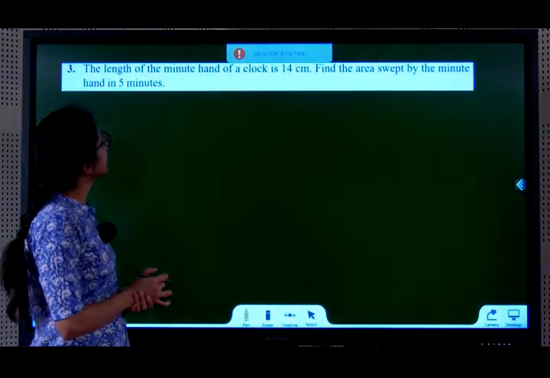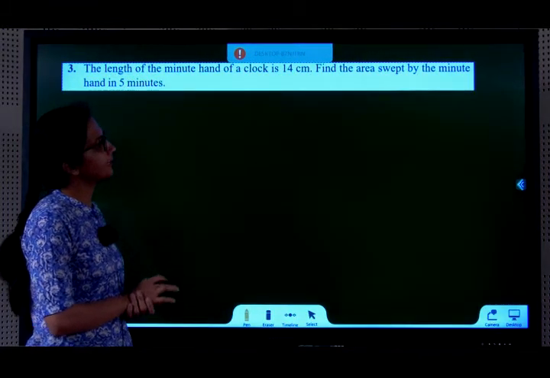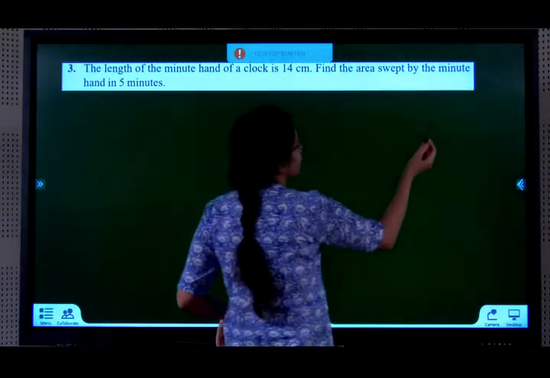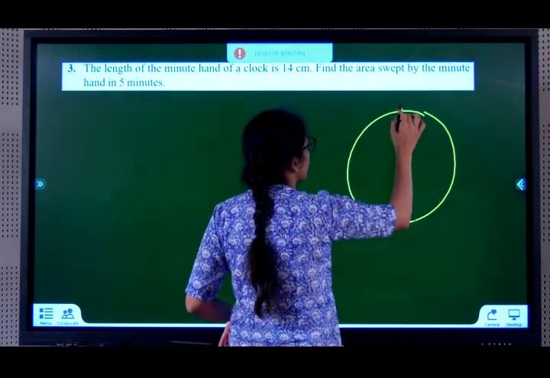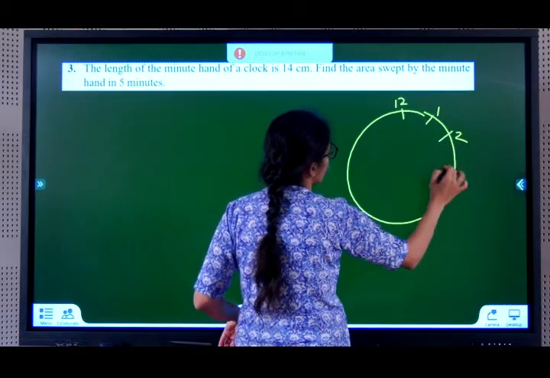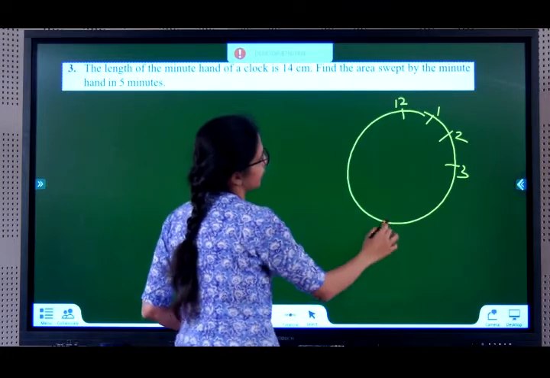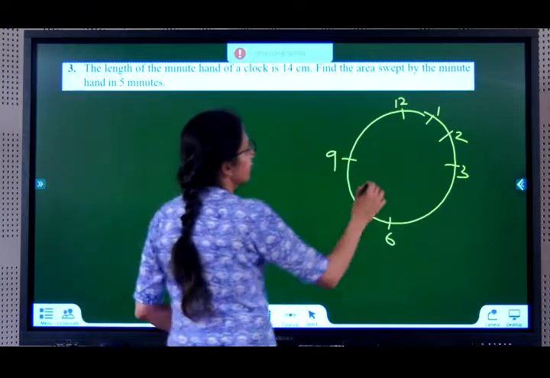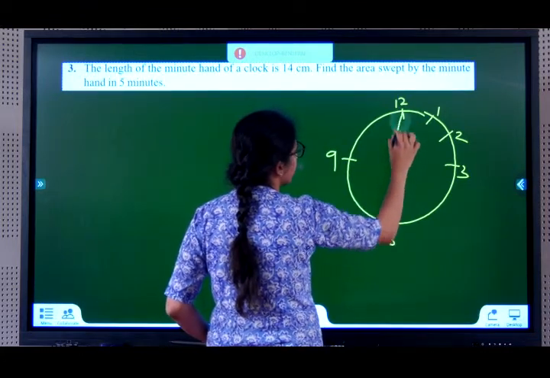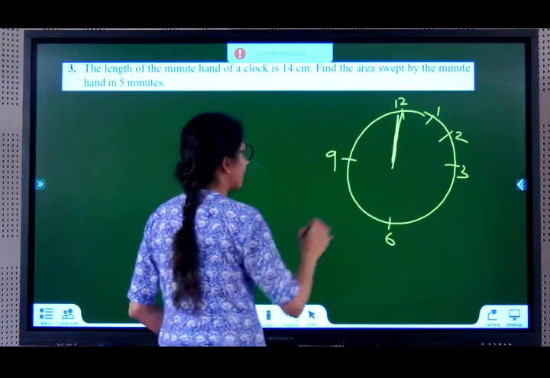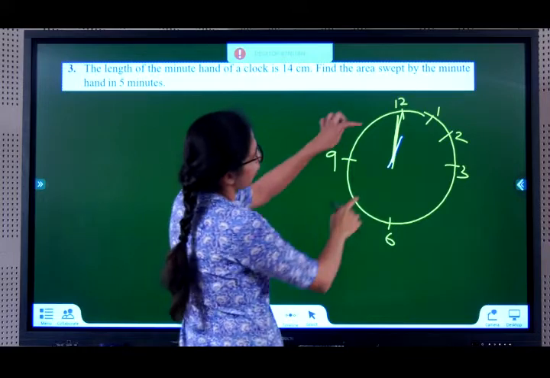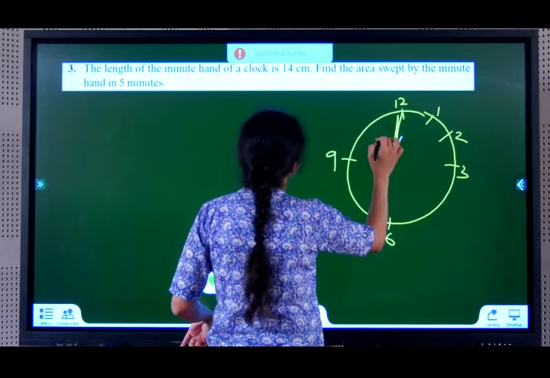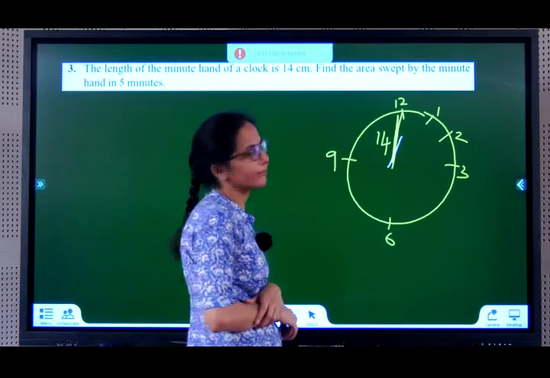The length of the minute hand of a clock is 14 centimeters. Find the area swept by the minute hand in 5 minutes. So first you need to understand how the clock works. 12, 1, 2, 3 and so on it goes on, right? In 1 minute, the minute hand will move how much? Minute hand is a longer hand and the hour hand is a smaller hand. We are referring to the minute hand here. The longer hand is almost equal to the radius. So we can say the minute hand length is nothing but the radius of the clock.